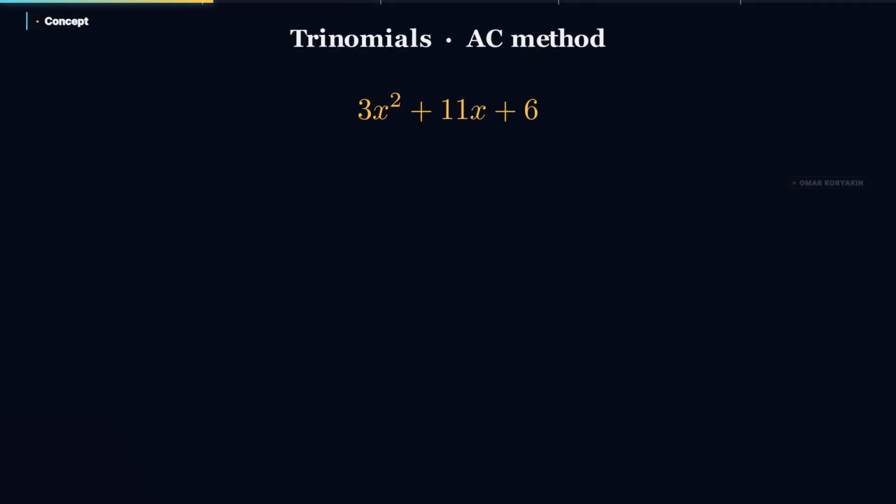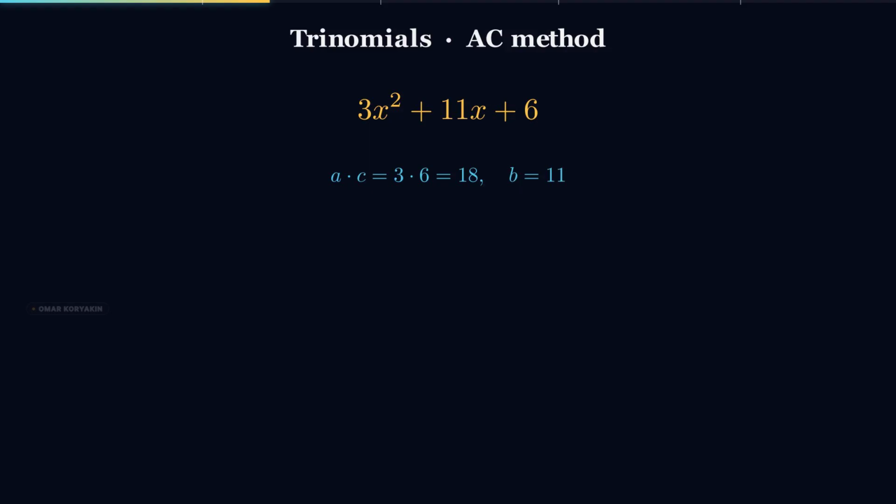Take 3x squared plus 11x plus 6. The leading coefficient is 3, so we will use the AC method. The first computation is the product a times c, and we read b directly off the middle term. a times c equals 3 times 6 equals 18, b equals 11, so we are searching for two numbers whose product is 18 and whose sum is 11.